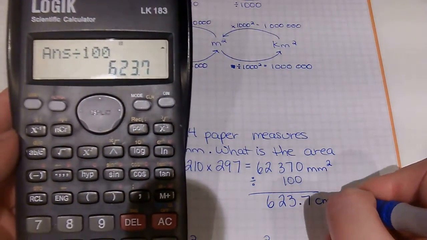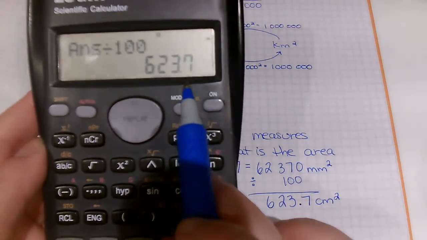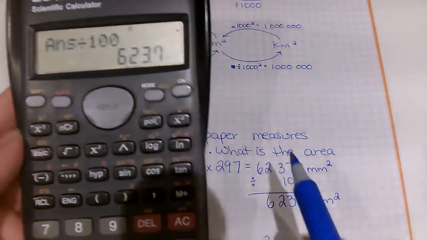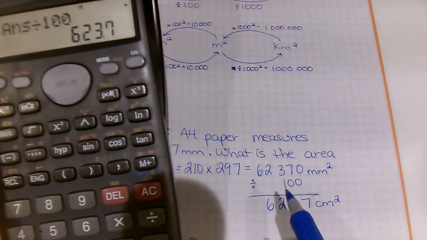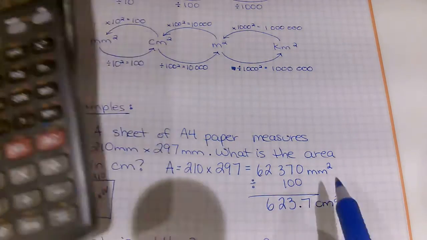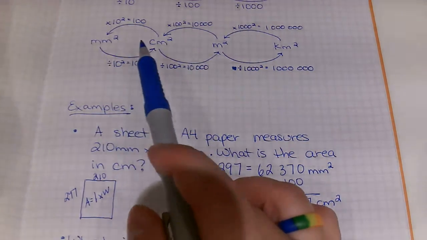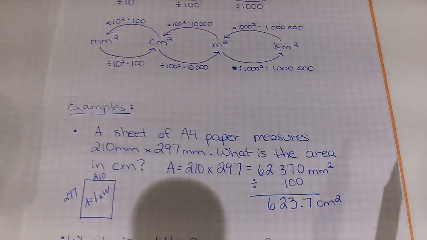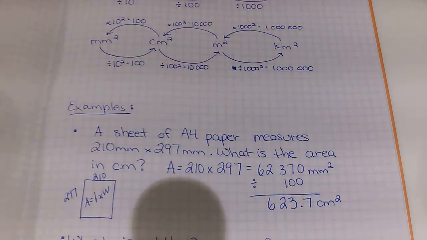623.7 centimeters squared. Sorry about that, I didn't see the decimal. There is a tiny little decimal there. There it is, 623.7 centimeters squared. So I've taken the millimeters squared and I've converted it into centimeters using my conversion rate right here. Again, more than welcome to copy this down. Okay, pause the video, copy it down. If you want to pause the video and write down this example, more than welcome to do that as well.